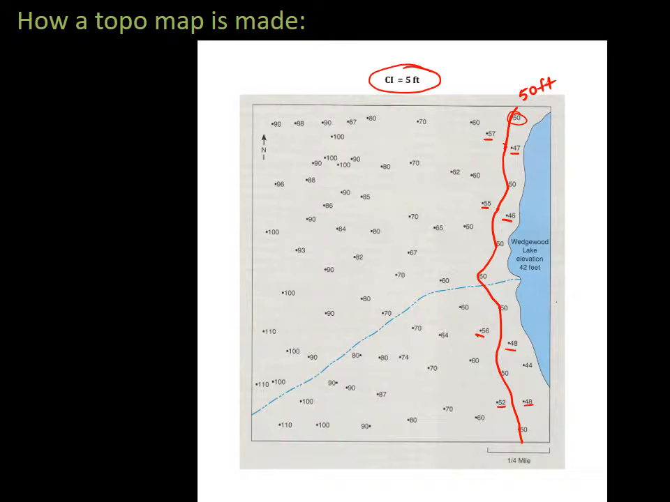Let's do another one at 60 feet. Here's 60 feet, so I'll start there. There's another 60, there's another 60. This one's pretty easy. There's 60, there's 60. Here's above and below, 64 and 56, and 60 is right in between those two, so I'll go there. There's a 60, there's a 60.